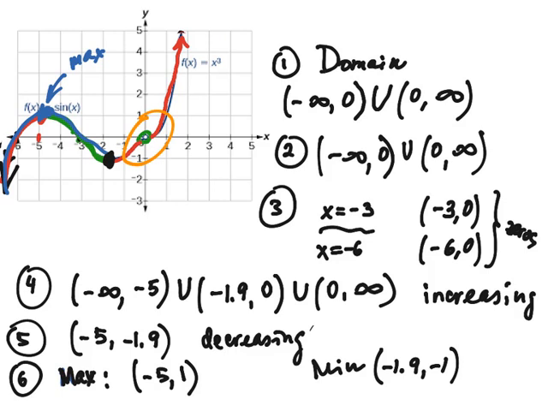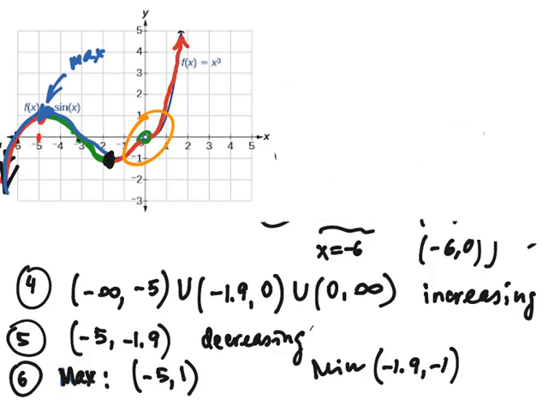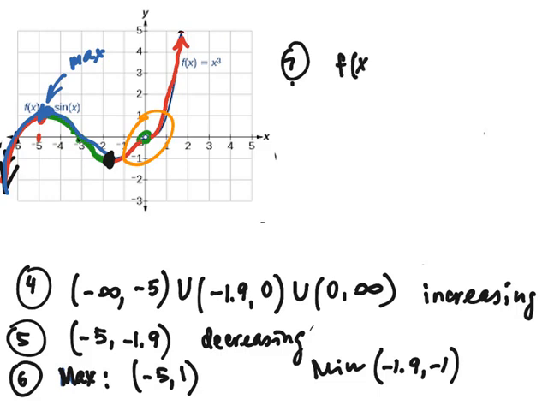Okay, now number 7 and 8. So last two things we need to talk about. X values for which f of x is greater than 0. So I'm going to actually erase this so that I have more room. So let's see. It's number 7. F of x is greater than 0 on what interval?